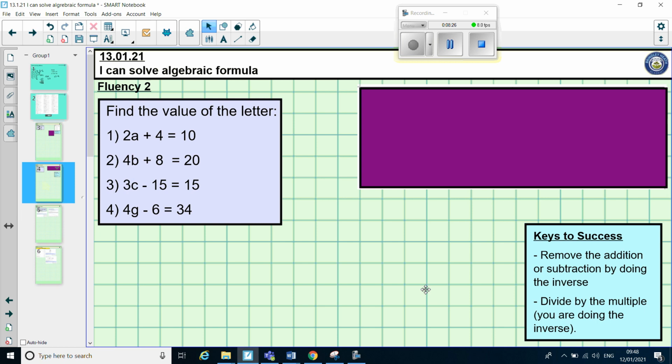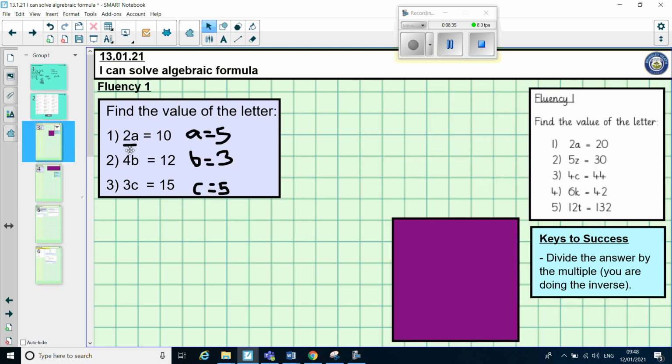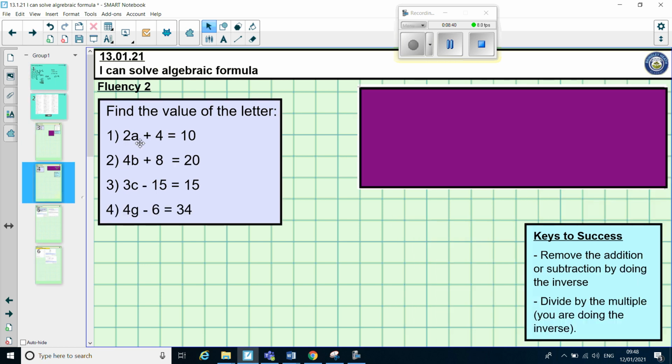Okay, moving on then to Fluency 2. Here is where it gets a little bit trickier. Before, on Fluency 1, we just had things like 2a equals. This time, we've got 2a plus something equals. We can solve these in the same way, still working backwards, starting with our answer, and then we've got to remove our addition or subtraction before solving the final part of the equation. I'll talk you through that bit by bit.